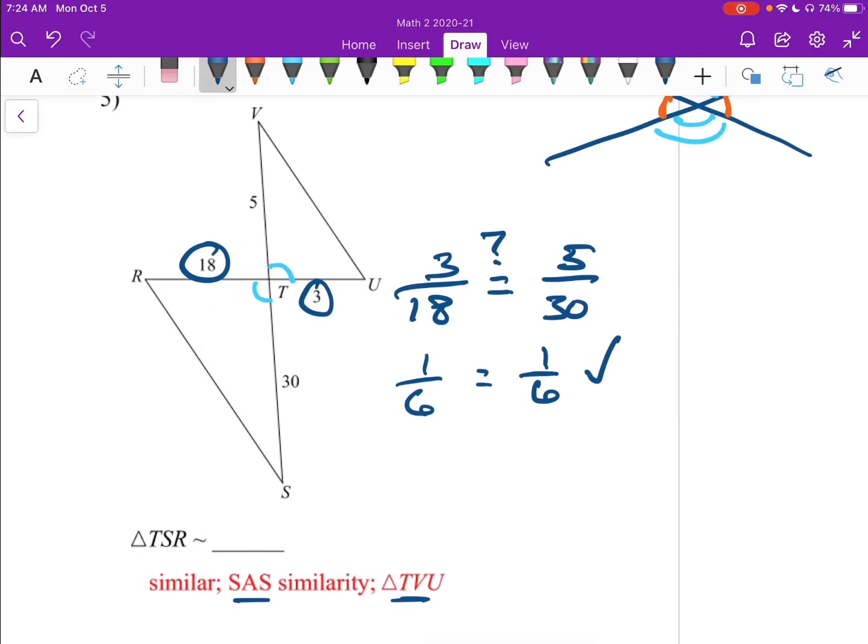So triangle TSR, we're going to start off with T, and then S. If we look up here, T to S is along the long side, so we're going to do T to V, and then R and U. R goes along the short side here, so we're going to go along the short side there. And that's that.